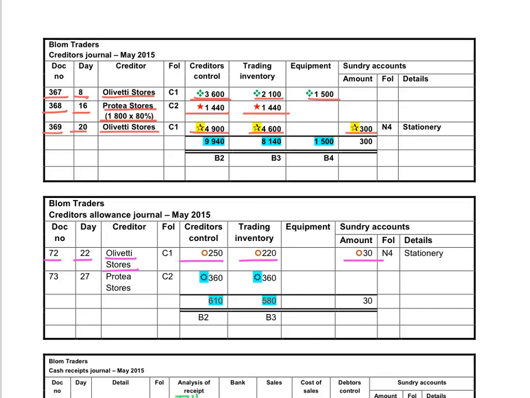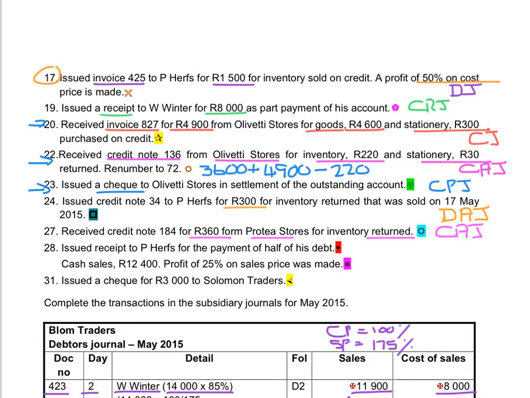And in the creditors allowances journal, the document will be number 73 on the 27th, received from Protea Stores. We will owe the creditors 360 Rand less, and the inventory will decrease with 360. Issued a receipt to PHAPS for payment of half his debt.